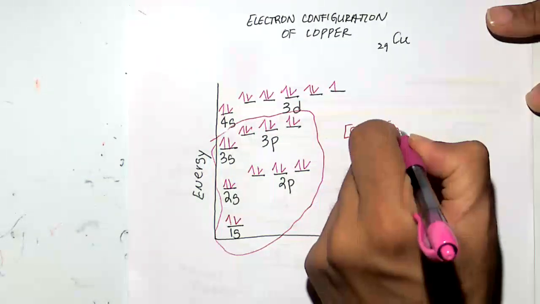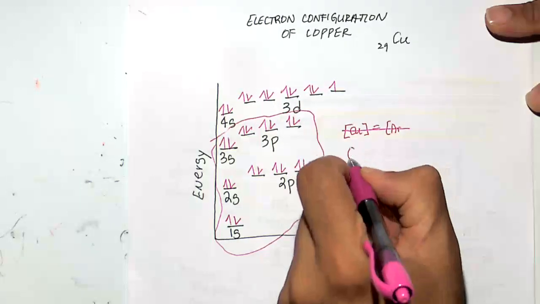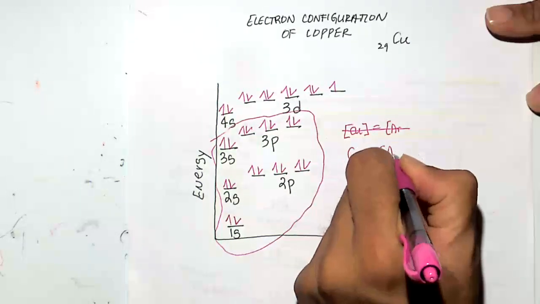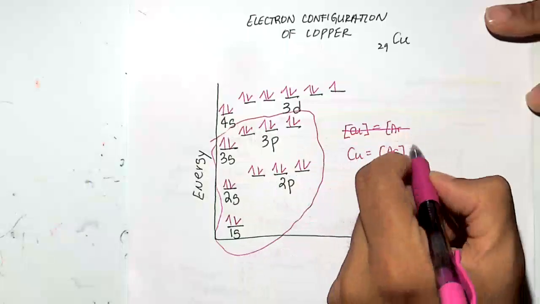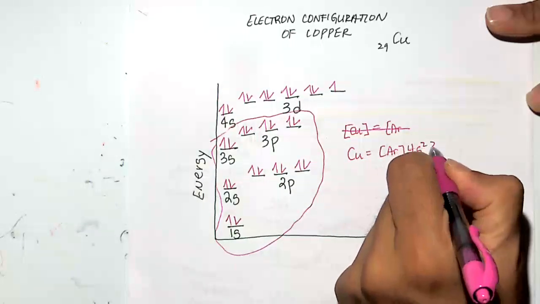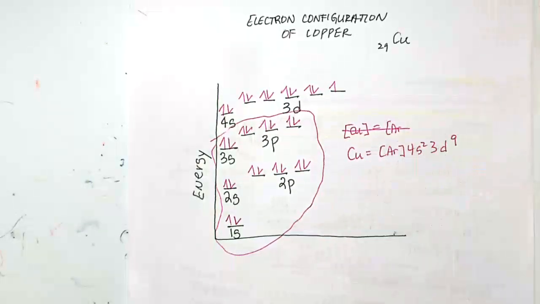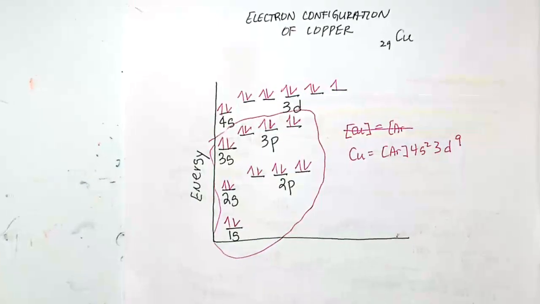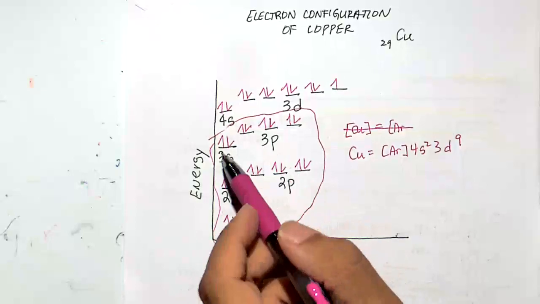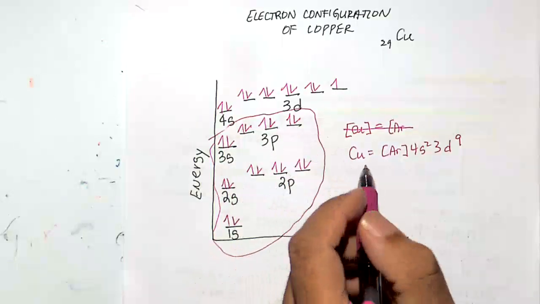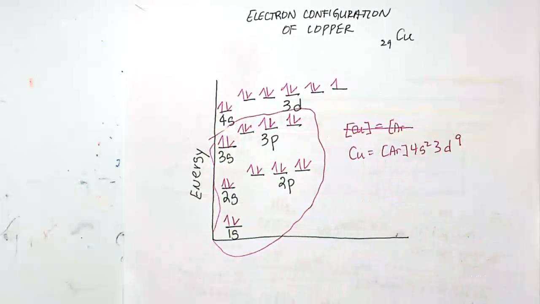Argon. So you would think normally this would be, let me just write it this way, argon 4s2 3d9. Okay, so that's how we would think it would be, because 3s2 3p6 is argon. But actually what happens is that this happens totally by itself.